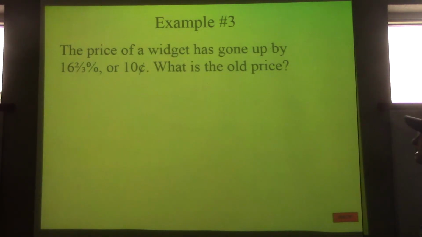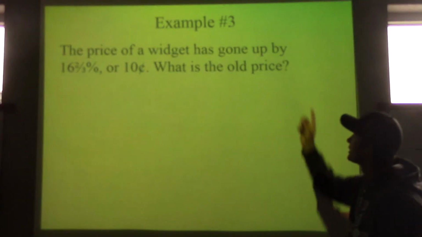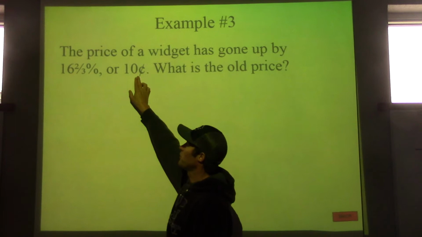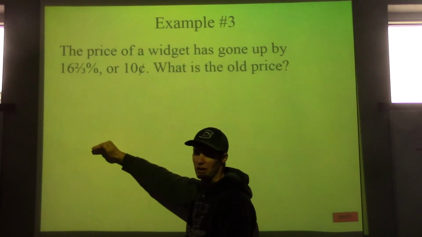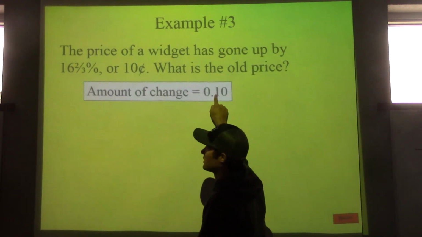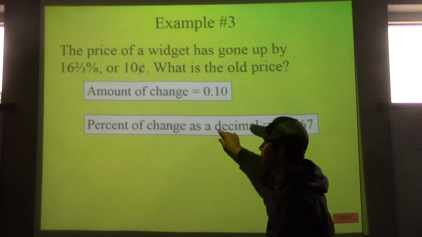The price of a widget has gone up by 16 and 2/3%, or about 10 cents. What is the old price? So we know that it's gone up by 10 cents. All right, we want to know what it did start with, the original amount. Well, the original amount's in our denominator. We don't know what it is. We know the difference is 10 cents, and we know our percent, what it will equal, so we can plug in those 2 parts.